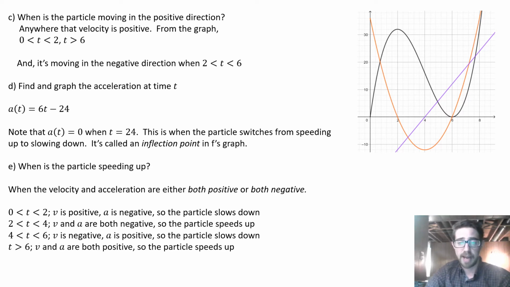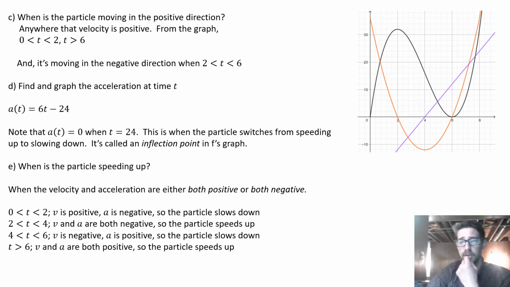So after it stops at time 6, again, it has no choice but to speed up again. And the graph bears that out. After t equals 6, the red curve is now above the x-axis, so it's positive, and the purple curve is also positive. So v and a are both positive forever, right? So henceforth, after t equals 6, v and a will always both be positive, so the particle is just going to speed up forever in the positive direction.